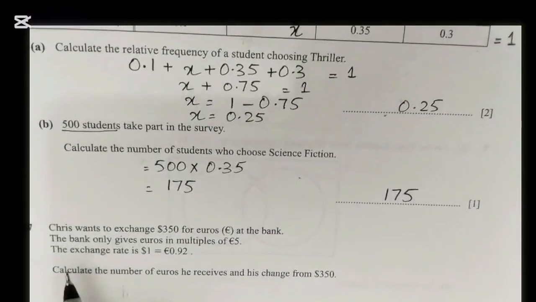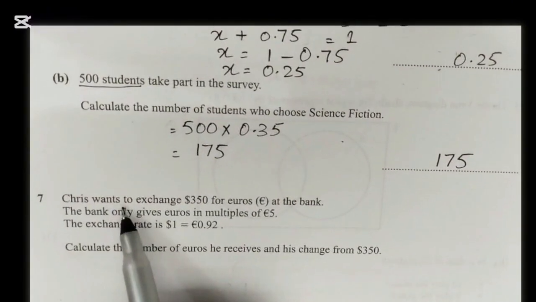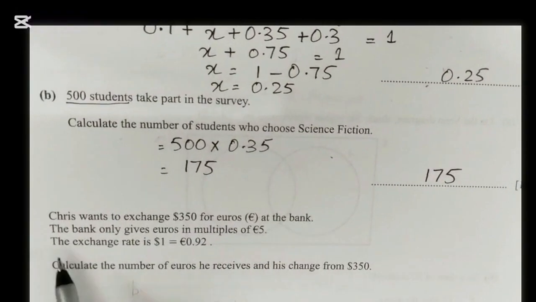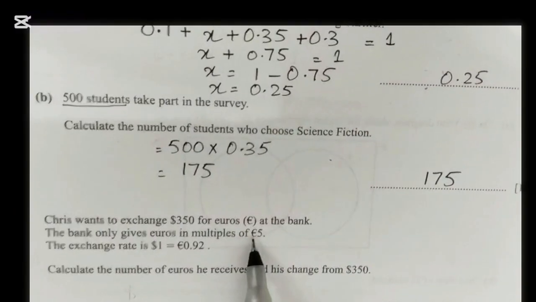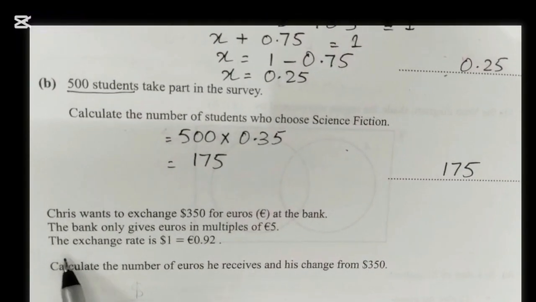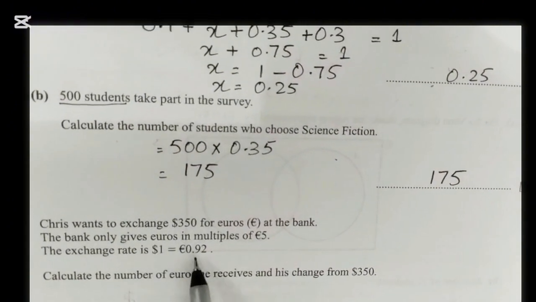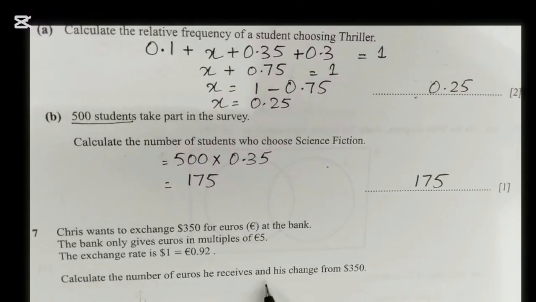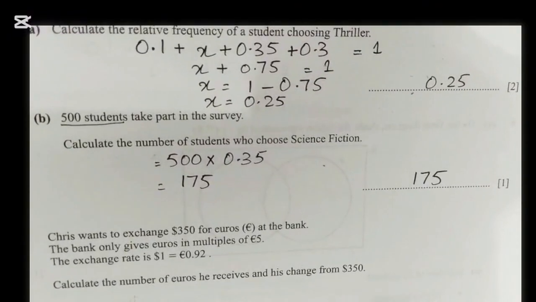Okay, now move to question number 7. Chris wants to exchange $350 for euros at the bank. The bank only gives euros in multiples of 5, multiples of euro 5. The exchange rate is $1 is equal to euro 0.92. Calculate the number of euros he receives and his change from 350.